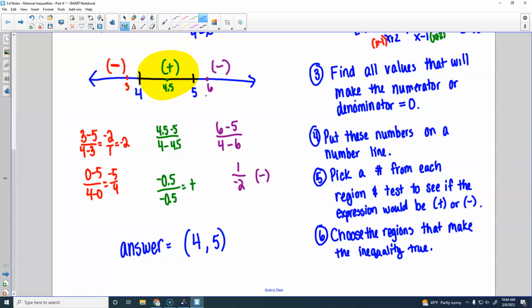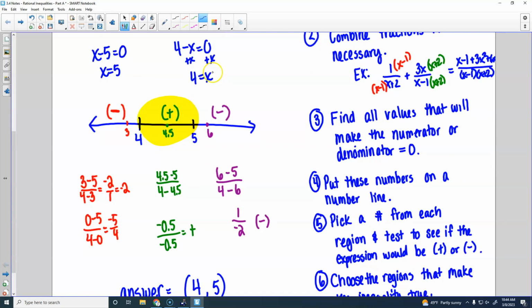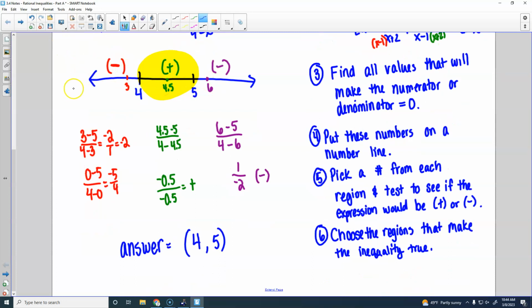Now, let's say that this problem was a little bit different. Let's say it was less than 0. Then we would say negative infinity to 4 and 5 to infinity. You would choose the negative sections of the graph. Does that make sense? So any number between 4 and 5 should give you a positive value, but anything outside of that is going to give you a negative value, which is not going to be part of your solution.